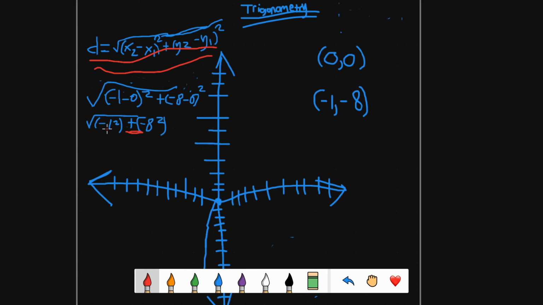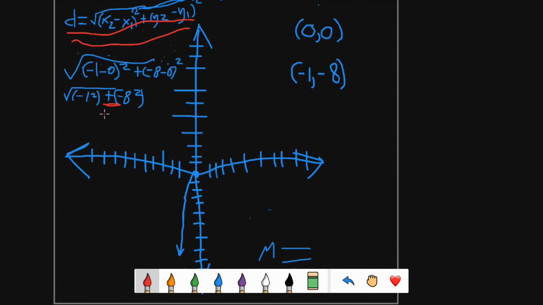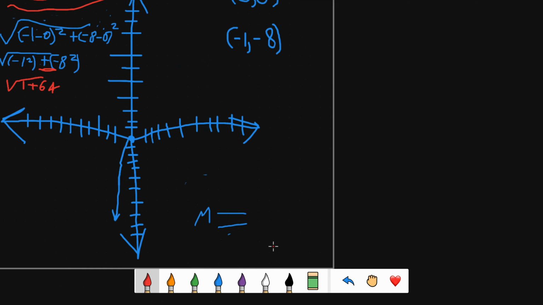Now you need to evaluate this. -1 squared is positive 1, we all know this, like 7th or 8th to 9th grade or whatever. So now what we have to do is the square root of 1 plus 64, which will result in the square root of 65.